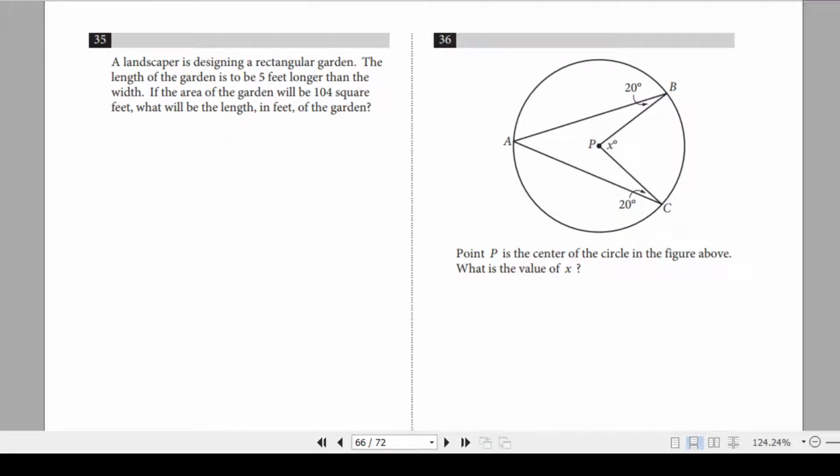Question 36. Okay, this is an easy question. You just need to memorize what I'm saying.